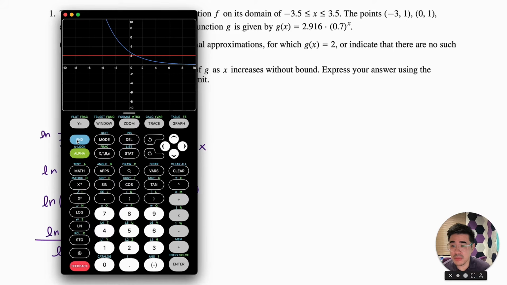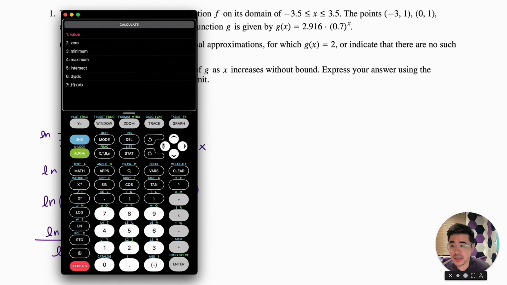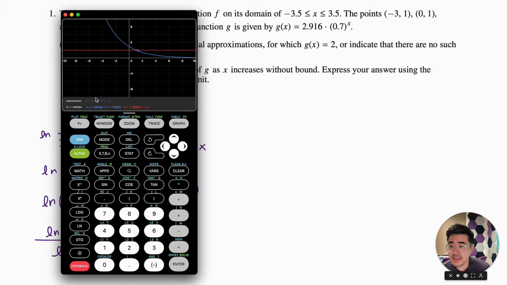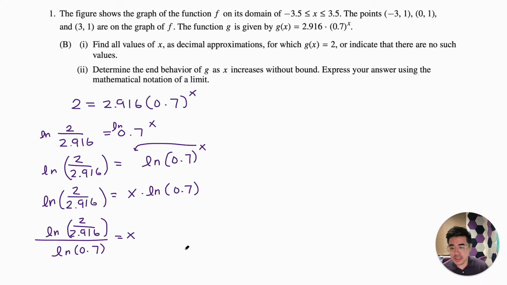So I see where the blue and the red cross. So I'm going to go to second, calculate, and then I'm going to calculate the intersect. Now on the TI, they just want you to hover close to where the 3 points are. Here they want a left bound and a right bound though, so I'm just going to do that. And it says the intersection is 1.057. So that would be the same thing as if I plug this into my calculator, x is equal to 1.057.